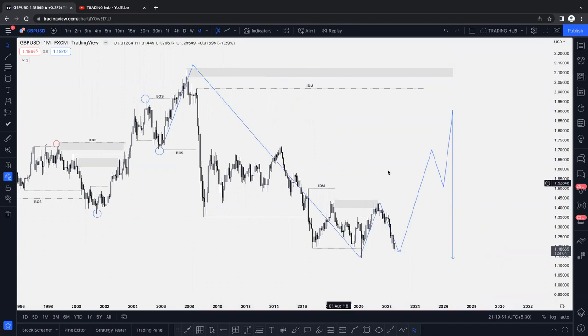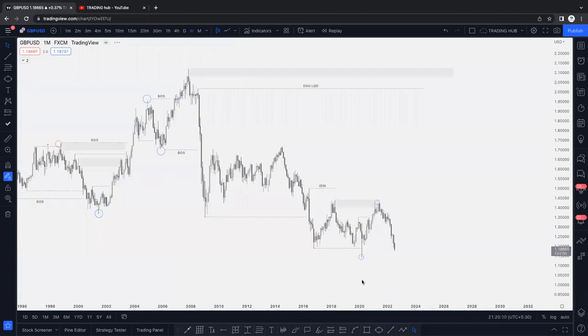Okay, so generally this is the overall idea in a monthly perspective in GBP/USD. Now let's switch to a little bit lower time frame, weekly and then 4-hour, daily. Okay, so this is the overall structure in a monthly perspective. Now let's switch into the weekly perspective. Okay, what happened?